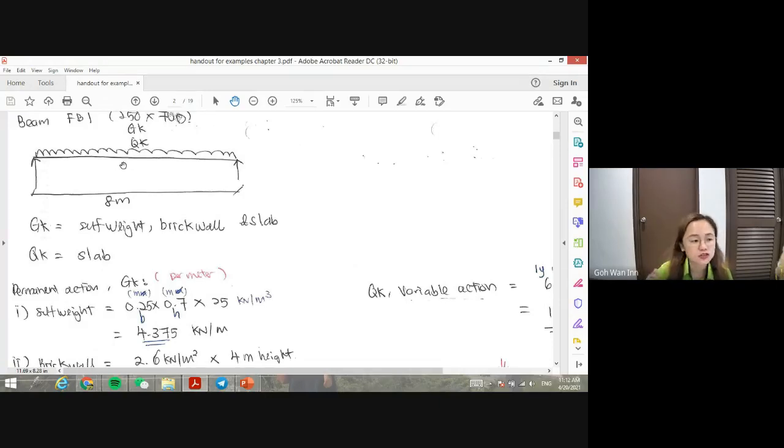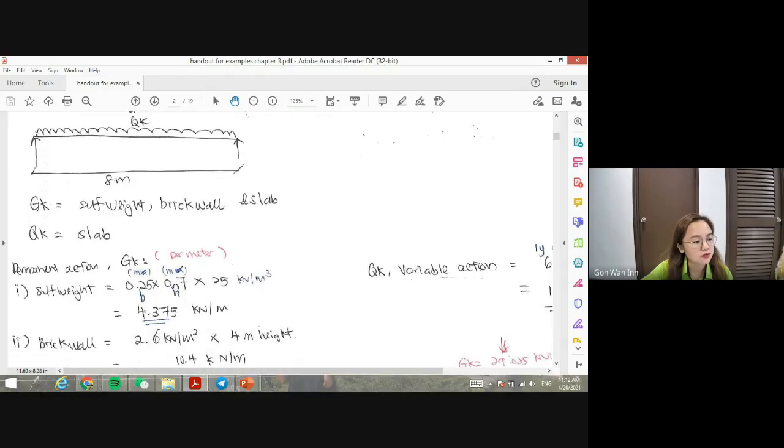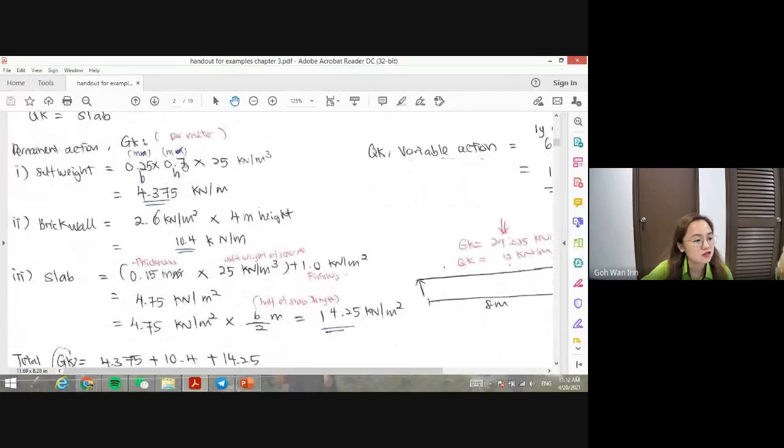On the beam, the Gk and Qk, when you calculate everything, will become a uniformly distributed load. Self-weight, brick wall, and slab is the Gk, and Qk is the slab. First we calculate the permanent action. Remember for the beam, you will be in per meter. Self-weight: 0.425 times 0.7, b times h, I already mentioned here, times 25 kilonewton per meter cube, this is the unit weight. You get 4.375 kilonewton per meter.